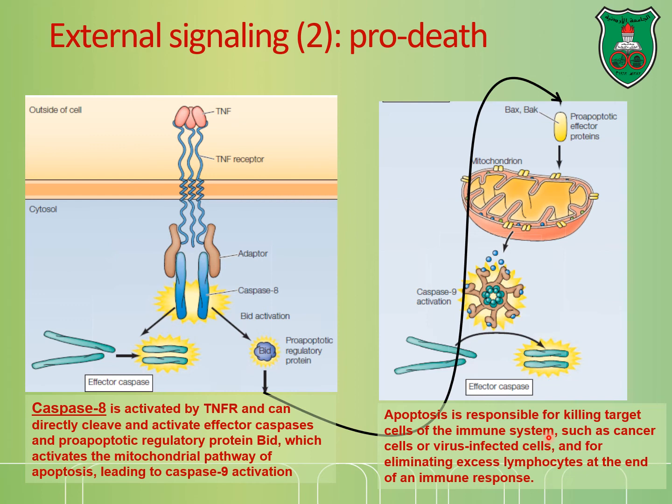So what happens here is that this pathway, the TNF pathway, is actually activated due to activation of the immune system. So immune cells would induce cell death if they suspect that these cells are cancer cells, or if they are virus infected cells. Now, the same pathway is used to eliminate excess lymphocytes at the end of an immune response.